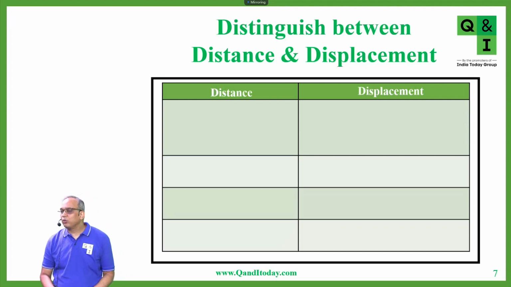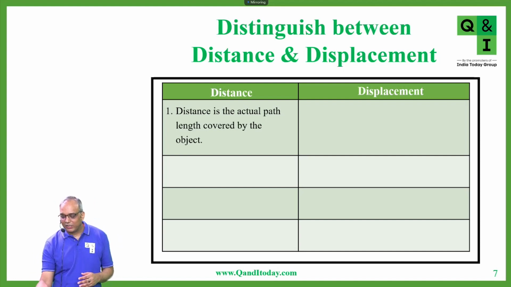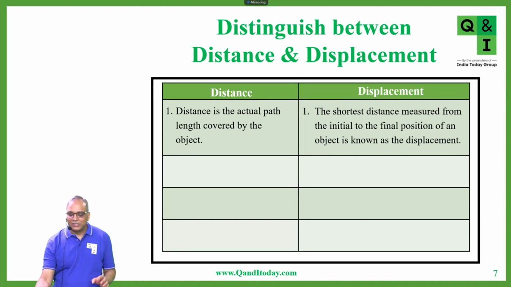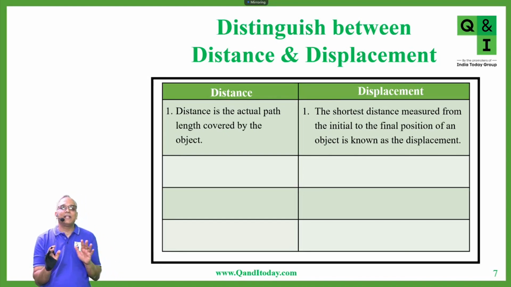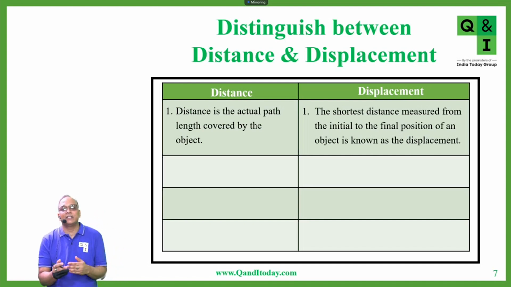Now, before we go to the next question, let us understand the difference between distance and displacement. We studied in the previous class, what is distance? Distance is the actual path length covered by the object. And displacement is the shortest distance measured from the initial to the final position of an object. So this is the basic definition. The first difference lies in the definition itself.